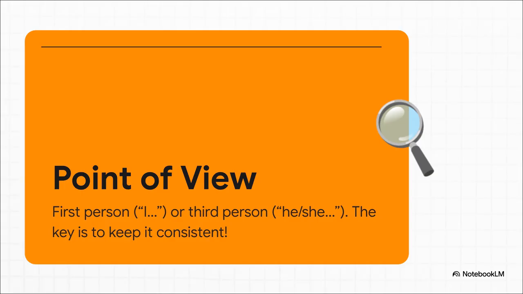Now, the last piece of building your character's voice is point of view. Are we inside the character's head, seeing the world through their eyes with I? That's first person. Or as an outside narrator telling the story using he or she? That's third person. There is no wrong answer here, but the key is to pick one and stick with it. It keeps the story clear and strong.